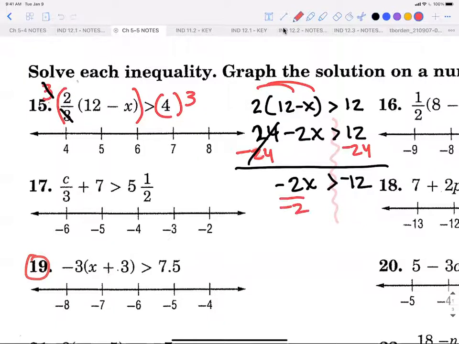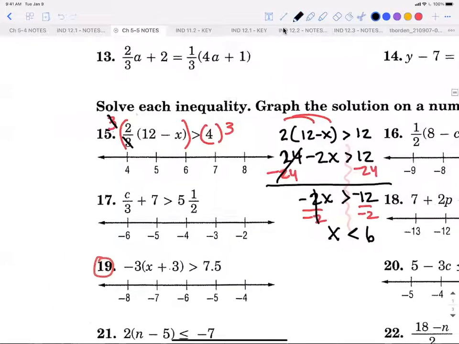Now, if I divide by a negative 2 on both sides, I just divided by a negative on an inequality. What do I have to do? Yes, yep. I have to take it from a greater than to a less than. And then I get x is less than 6.